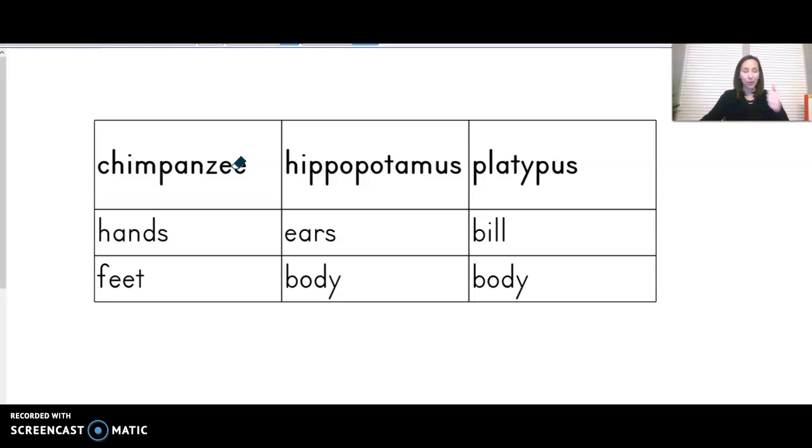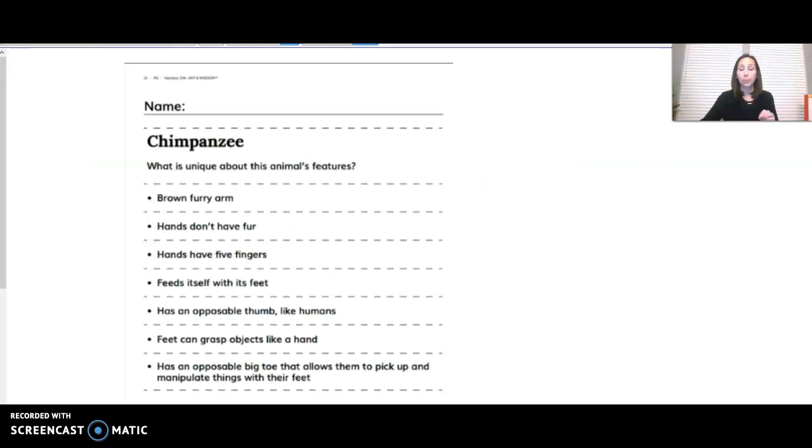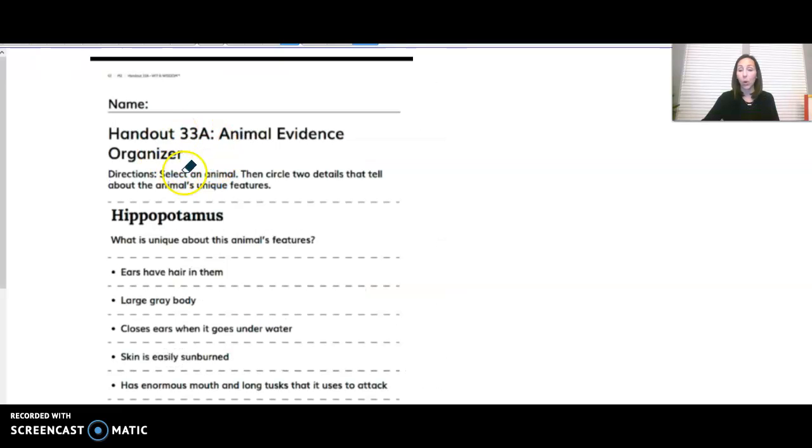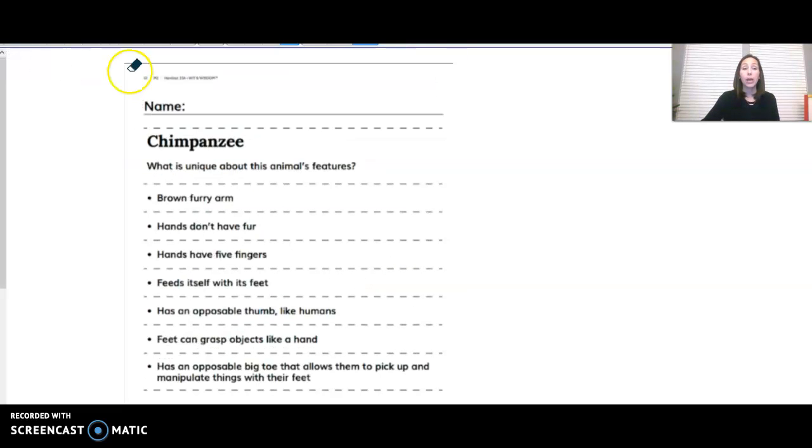Do you have your animal and your feature? Thumbs up? Okay, great. Now, when you turn to your page in the workbook, one of these 3 pages, you want to think about what feature you chose so that you can find details that tell about that feature. Since I chose the chimpanzee and I chose to write about their hands, I'm going to specifically look for details about the hands.